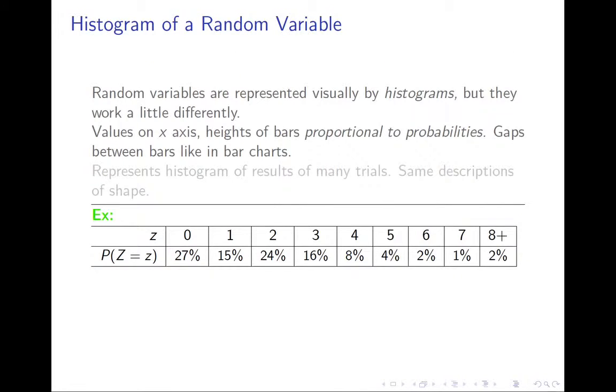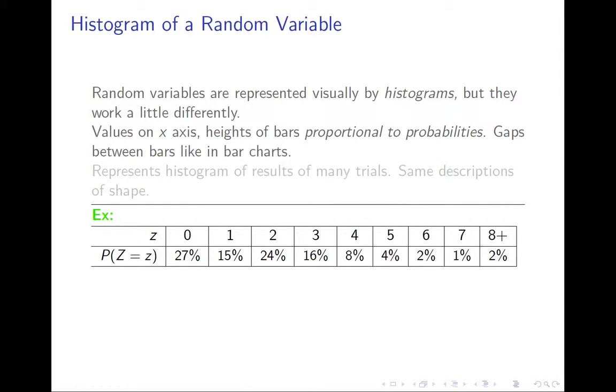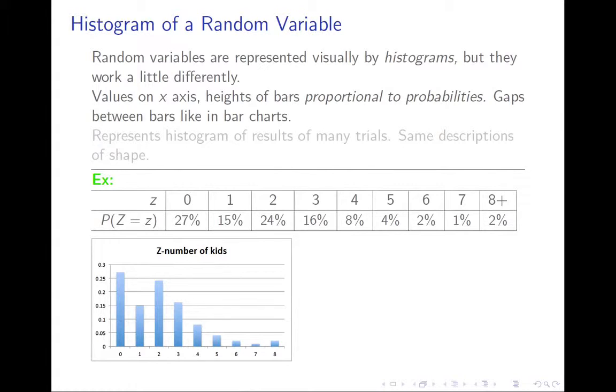I should go back and say that we used the same language to talk about the shape of histograms as we did before. It is a symmetric unimodal shape. On the other hand, z, number of children people have, is not. How would you describe that shape? It is clearly skewed right, and it appears to be bimodal.